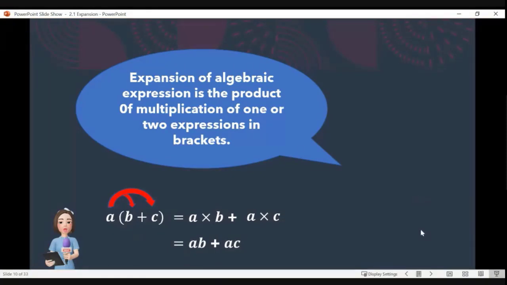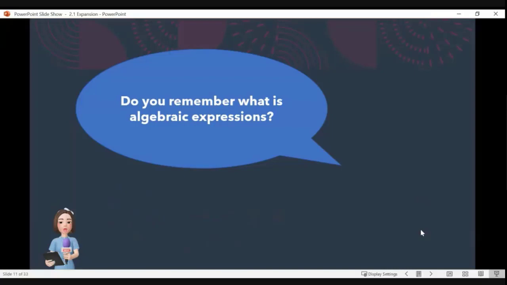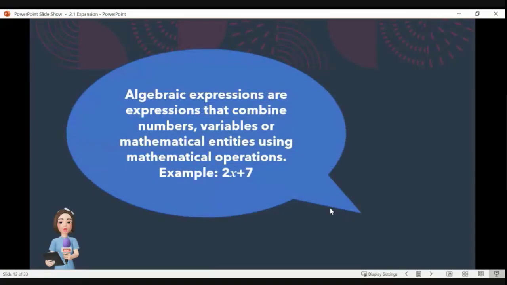So the next. Do you remember what algebraic expressions are? I think in Form 1 you all went through algebraic expressions, right? I cannot remember which topic, but I think you all know what algebraic is. Algebraic means letters. Expressions means numbers, letters, and operations, everything in. So we call it algebraic expressions. Does someone want to respond to my questions? So it's considered a math sentence, right? Yes, a mathematical sentence. For example, 2x plus 7.